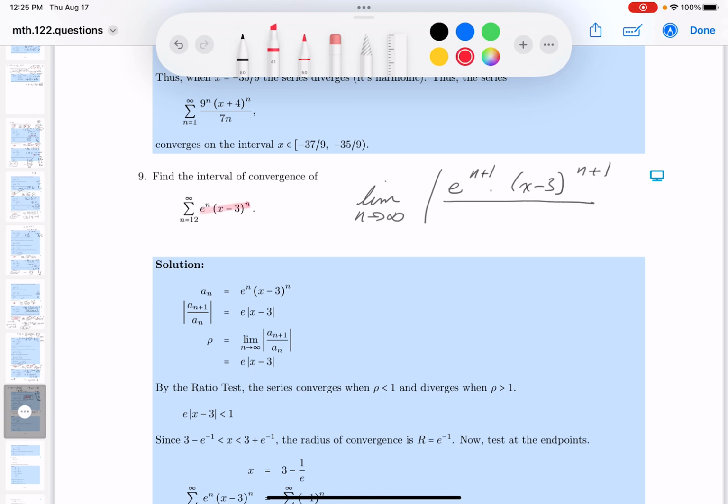This is a_n. I just put down a_(n+1). We're going to divide by a_n now, that's e to the n times (x minus 3) to the n. Looks like a relatively simple limit to do. And what are you going to get there?